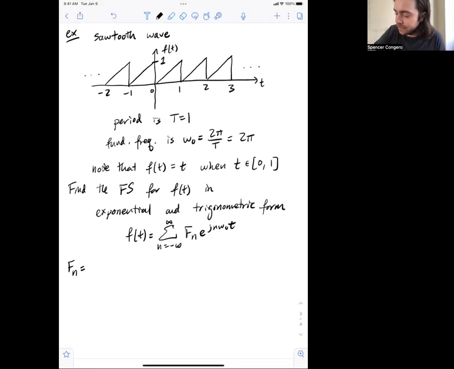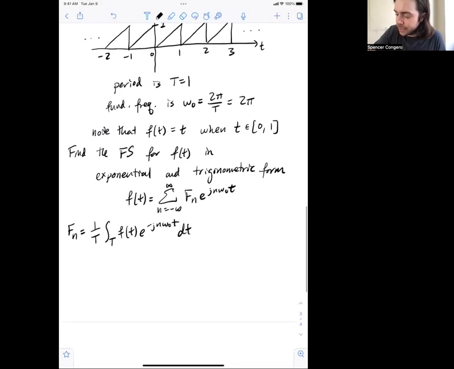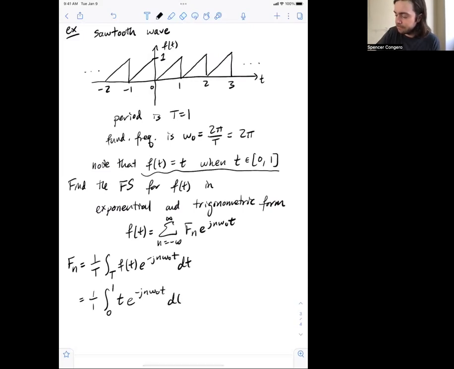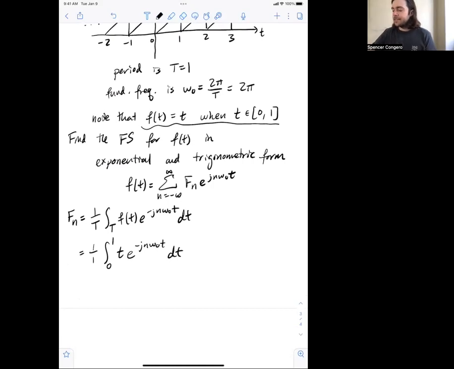So the Fourier series coefficient f sub n, we know equals this integral. Okay, so what is T for us? T is just 1. So I'm just going to have 1 over 1. Now for the integral, what interval of length 1 should I integrate over? Well, this note is kind of hinting at us, probably just choose 0 to 1. That looks like a natural interval to integrate over, because on that interval, what does f of t equal? Just t, right? It just equals the function t on that interval. So that's nice. So e to the negative j n omega naught t dt. Okay, so that's where we're at.